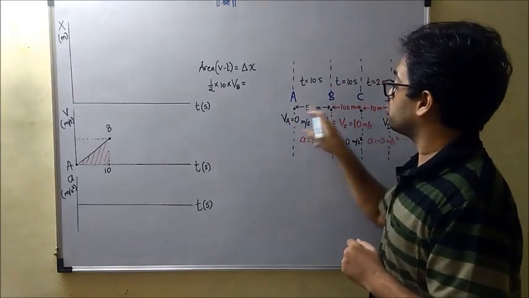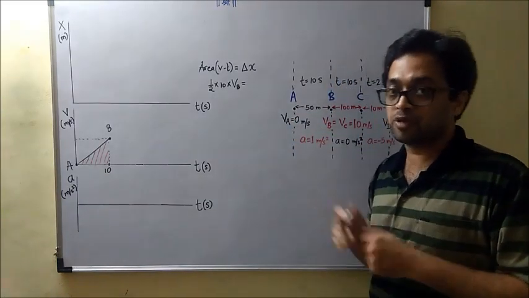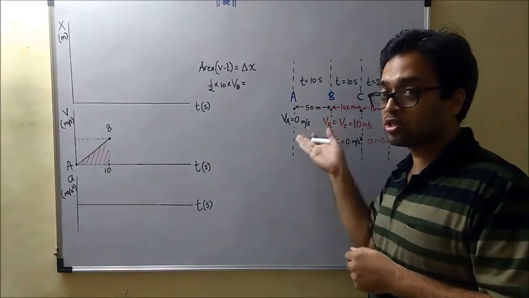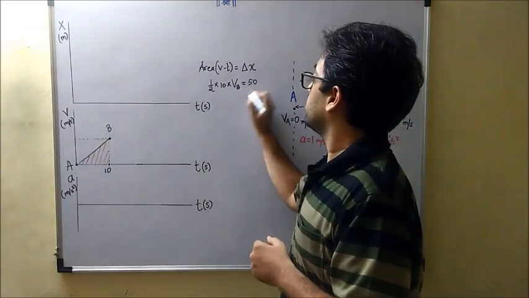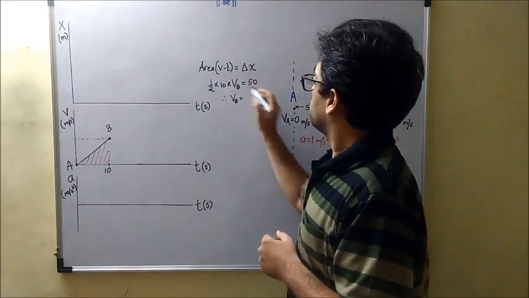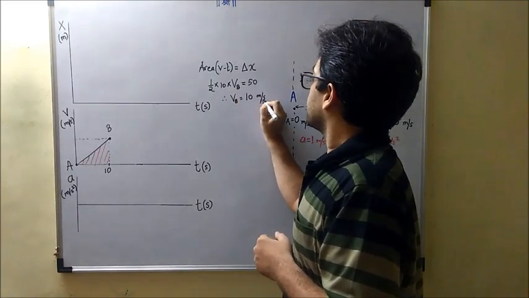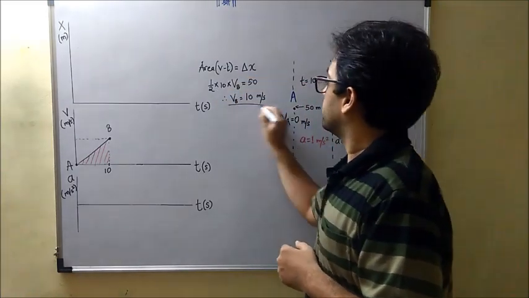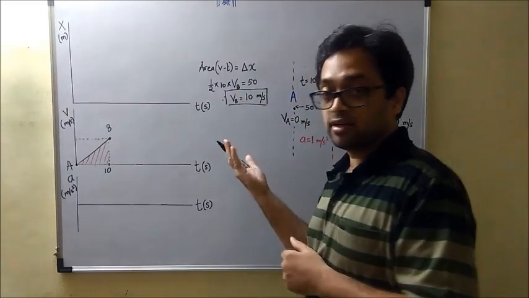What is the change in the position that happens from A to B? It is 50 meter, and that is known data because it is in black color. So just put it there. Therefore, you get your VB equal to 10 meters per second. Just do a quick calculation. You will find that it is equal to 10 meters per second.